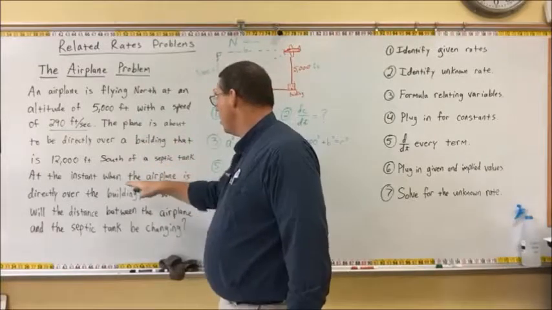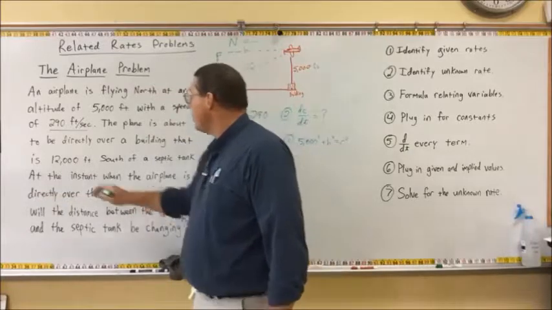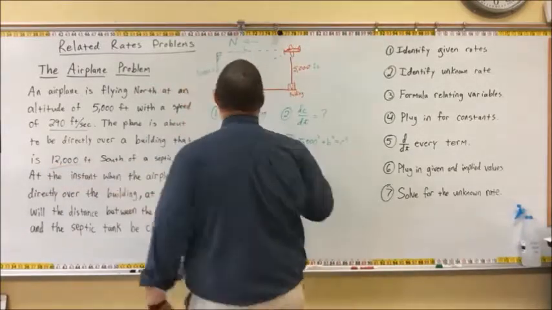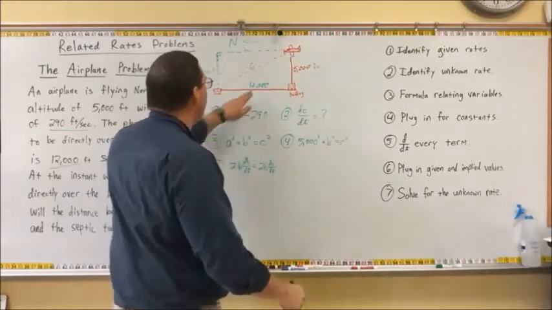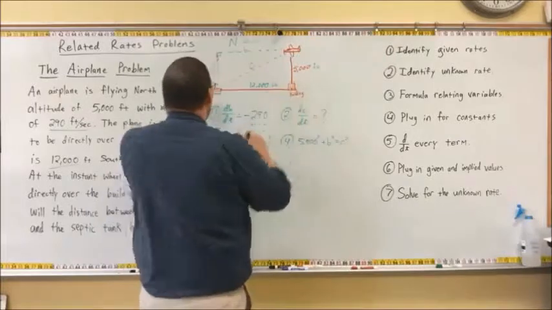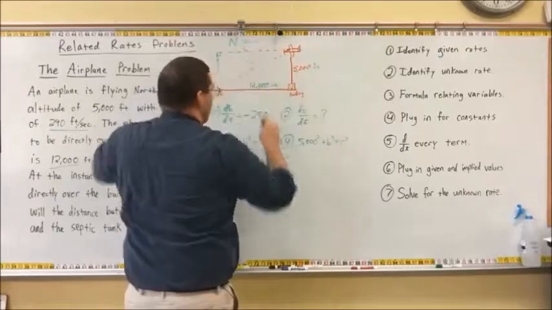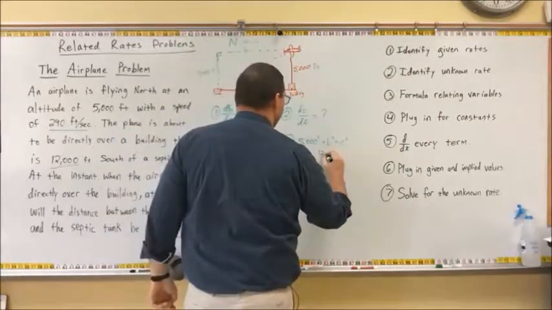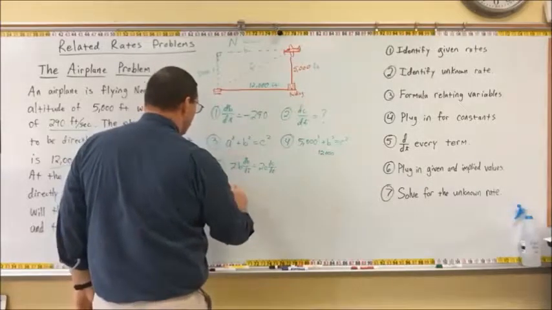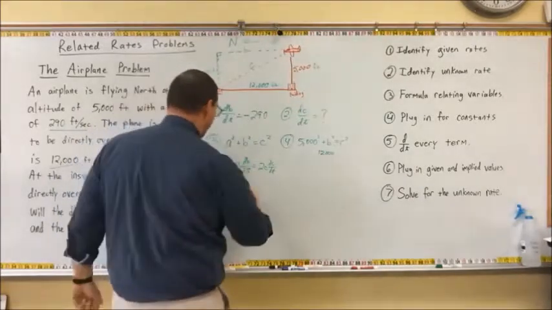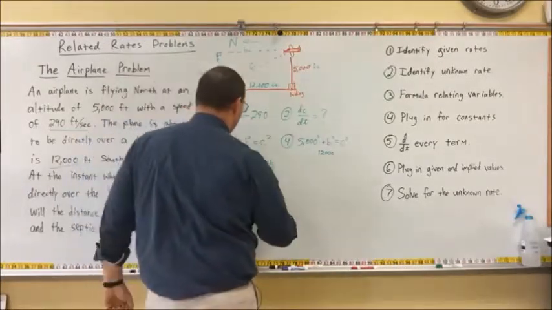let's see, at the instant when the airplane is directly over the building, that's when the airplane is 12,000 feet south of the tank. And so that means the distance from here to here is 12,000. So B is 12,000. Okay, so here, step 6, we'll plug in 2 times 12,000 for B. db/dt is negative 290.